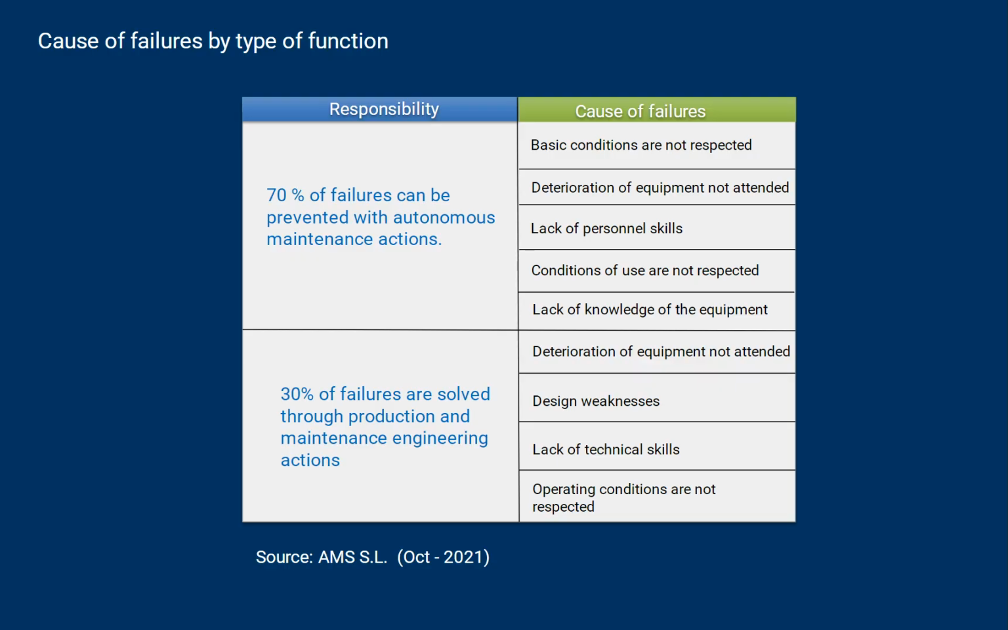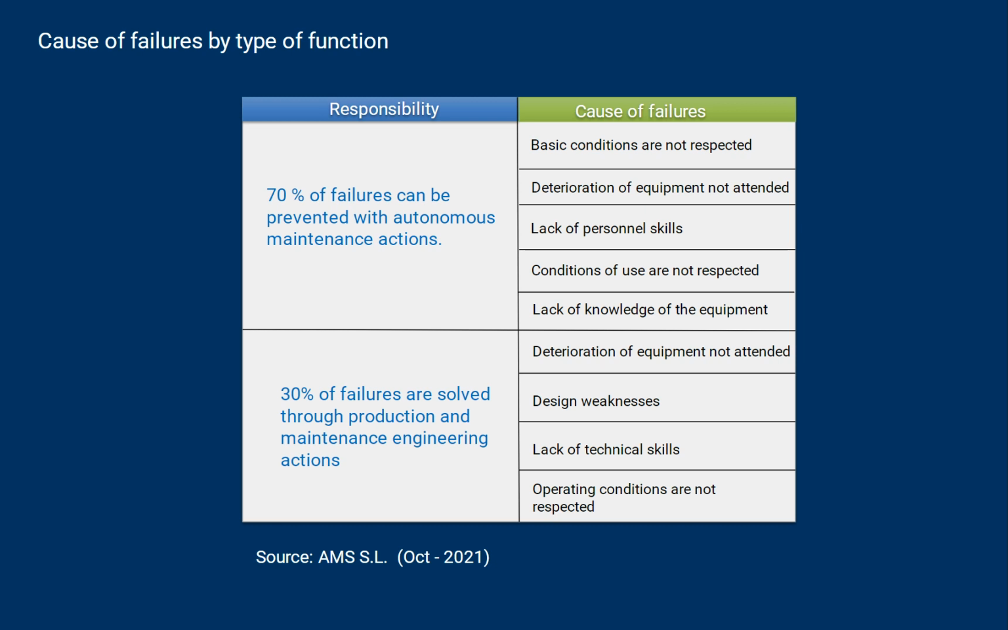Let's take a look at the importance of autonomous maintenance in improving the reliability of machinery and the effectiveness of the production system. The classification of the causes of equipment failures helps to build statistics that can be very useful in diagnosing chronic problems in machinery. About 70% of equipment failures could be identified and solved through autonomous maintenance actions.